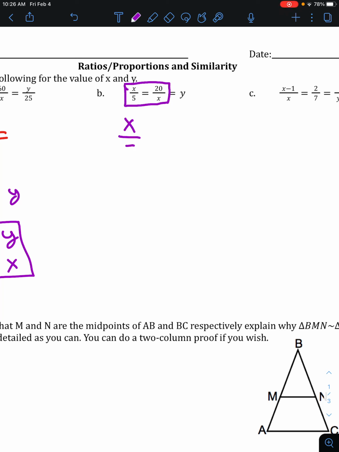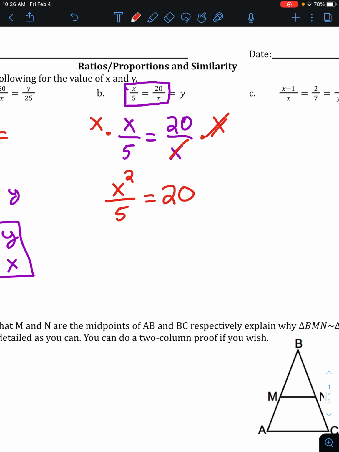So if we look at x over 5 equals 20 over x, we want to get all our x's on one side, and we definitely want to get x out of the denominator. So I'm going to start by multiplying both sides by x, which cancels. We get x times x is x squared over 5 equals 20. Okay. And now we can multiply both sides by 5. And we get x squared is equal to 100. And then we take the square root of both sides of the equation to solve for x. So x is equal to 10.